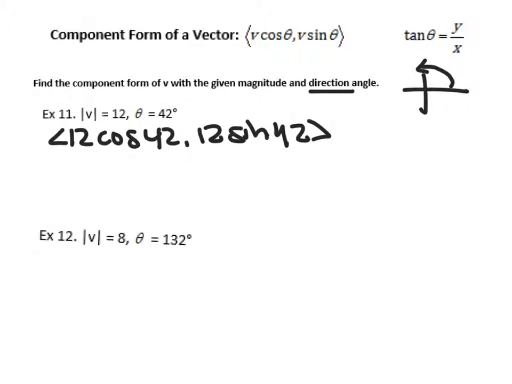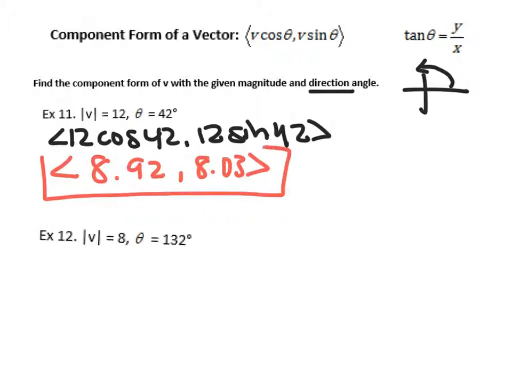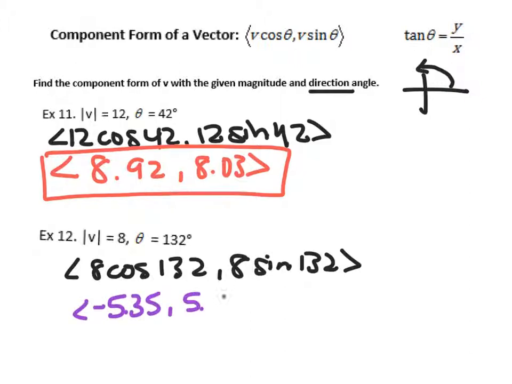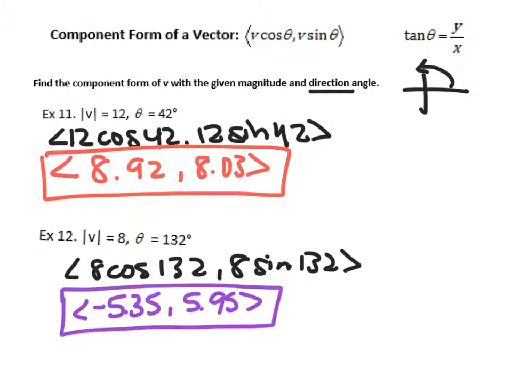I already kind of jumped the gun when we did 8-1 and did it early. And if you stick those in the calculator, making sure that your calculator is on degree mode, you get 8.92, 8.03. And then 8 cosine 132, 8 sine 132. And again, if you put those in the calculator, you're going to get negative 5.35, 5.95 for my component form vector.